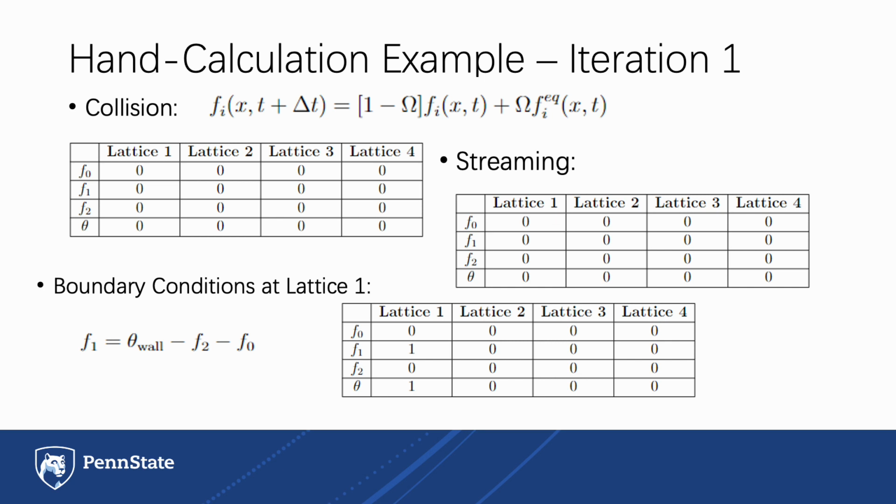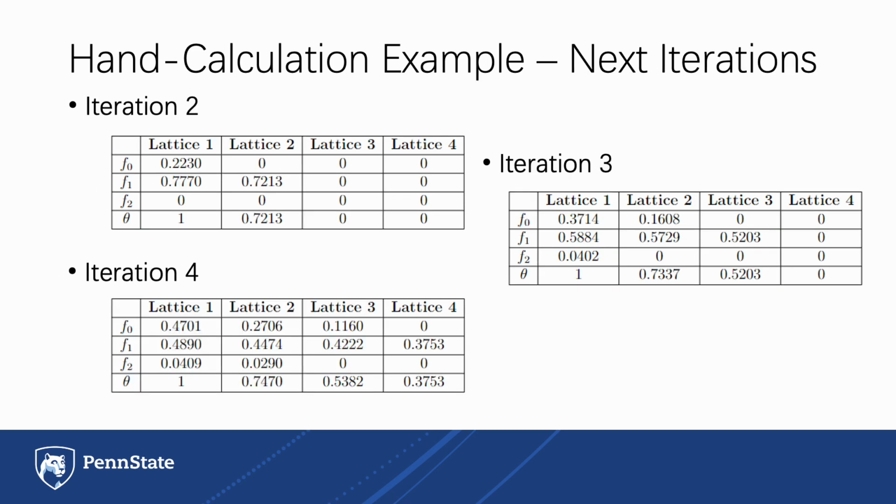In the first iteration, the collision and the streaming remain equal. The only thing that changes is the boundary condition, which is applied at the first lattice, specifically at node number 1. In the next iteration, now we have a value for F1, and this means we can update the rest of the distribution functions for lattice 1, and we can stream this information to the second lattice because we already have a change in temperature in the row for the first lattice.